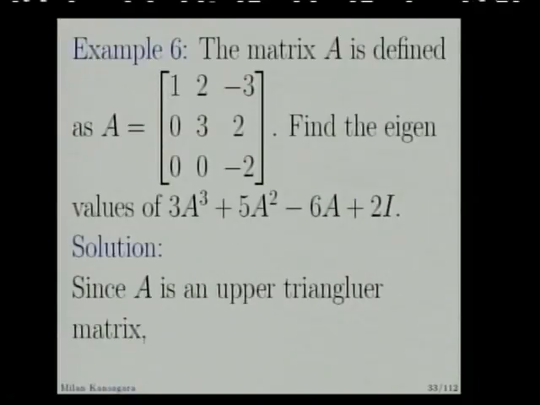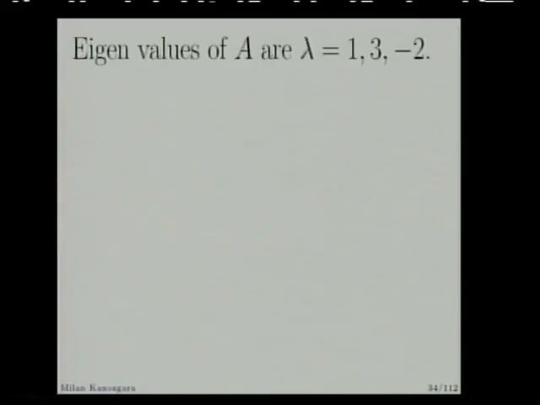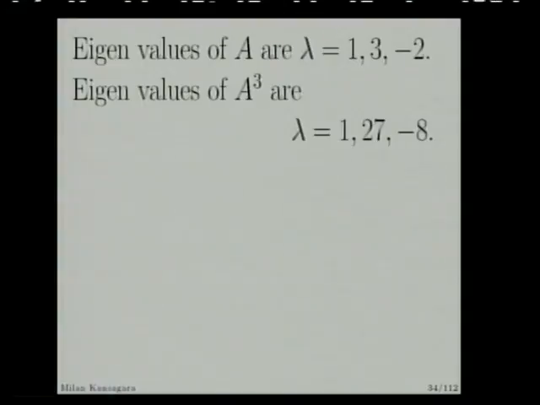So its eigenvalues will be the diagonal entries 1, 3 and minus 2. Therefore the eigenvalues of A are 1, 3 and minus 2. So what are the eigenvalues of A cube? Just take the cube of the corresponding eigenvalues. So that is 1, 27 and minus 8. So 1 cube is 1, 3 cube is 27 and minus 2 cube is minus 8.